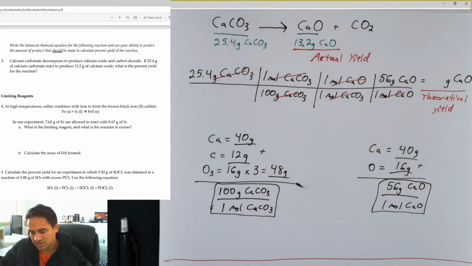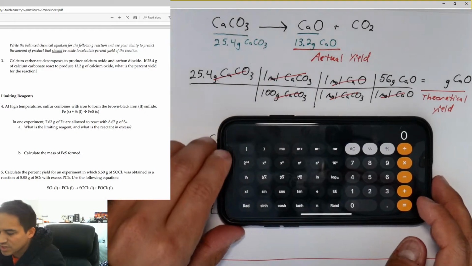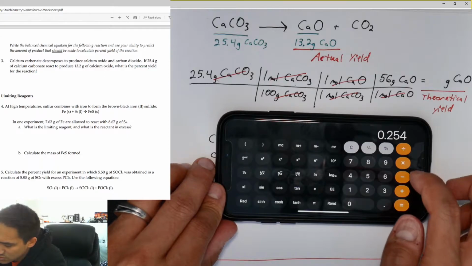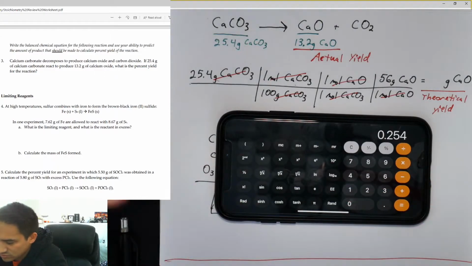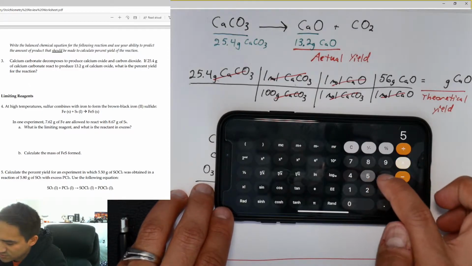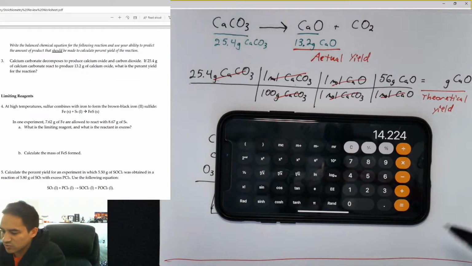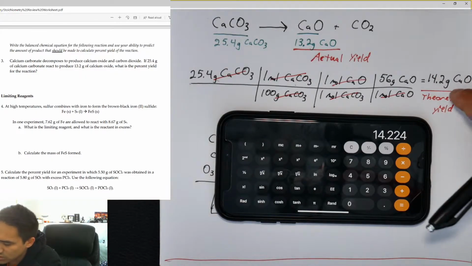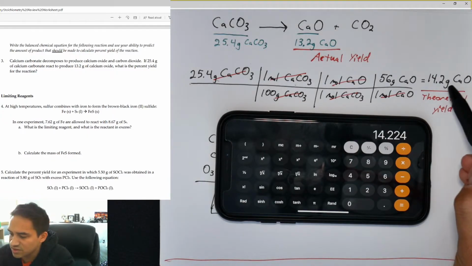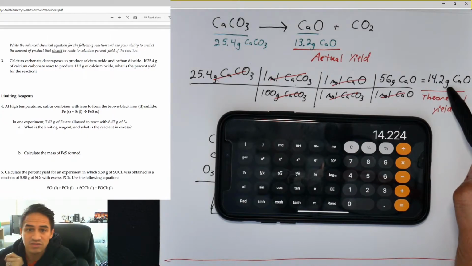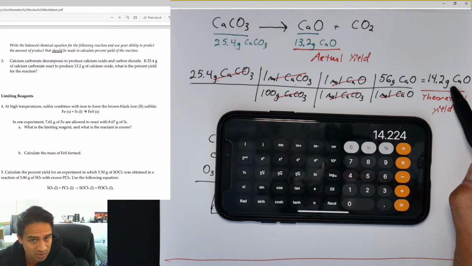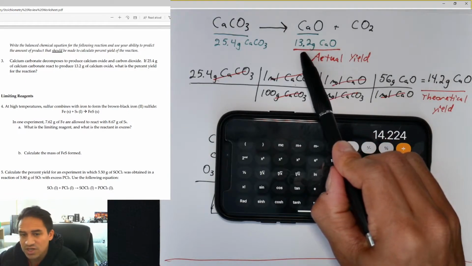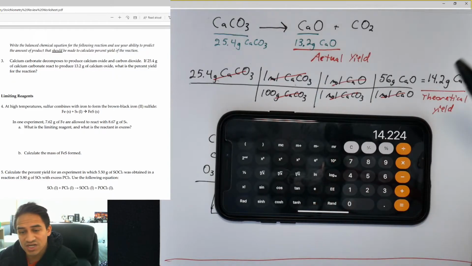All right, so on our calculator, here we go. We're going to take 25.4, divide that by 100 equals, times that by 1, divide by 1. Okay, so same thing, and then times this by 56. And we get, and we'll round to 3 significant figures, 14.2 grams of calcium oxide. Okay, so this is our theoretical yield. So in theory, basically, this is how much we should be able to make. But in the problem, they're telling us we're only making 13.2 grams. So now we need to determine what our percent yield is.